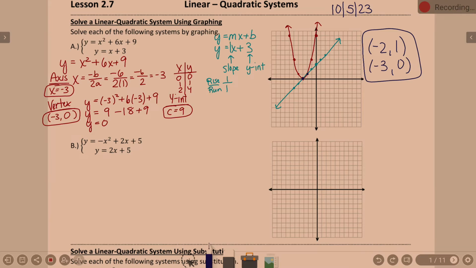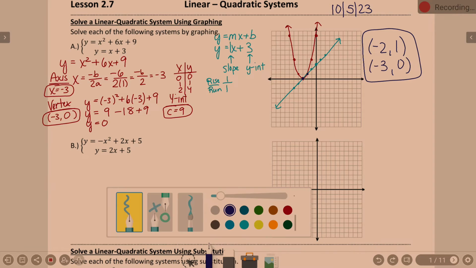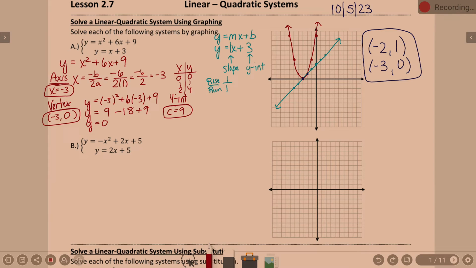Okay, let's try B. Okay, let's start with y equals negative x squared plus 2x plus 5.